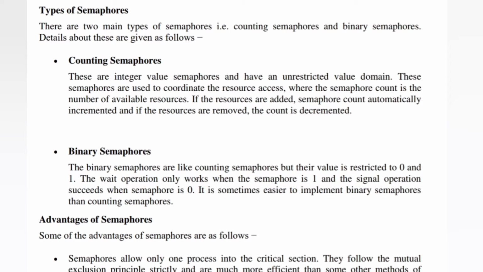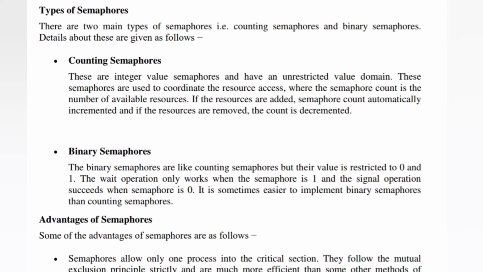Counting semaphores: these are integer value semaphores and have an unrestricted value domain. These semaphores are used to coordinate resource access, where the semaphore count is the number of available resources. If resources are added, the semaphore count is automatically incremented, and if resources are removed, the count is decremented.